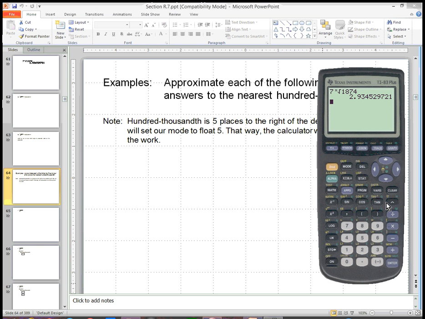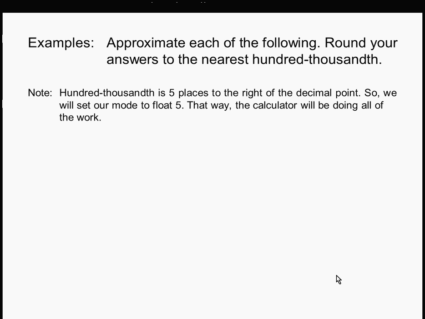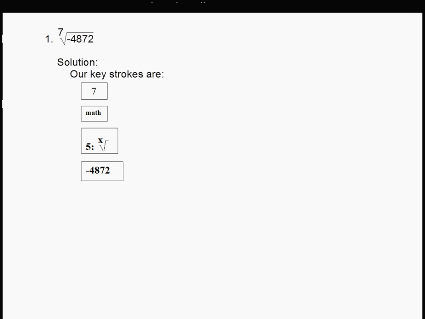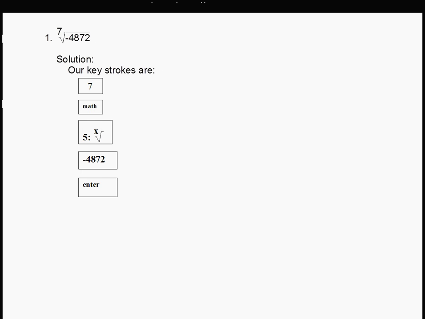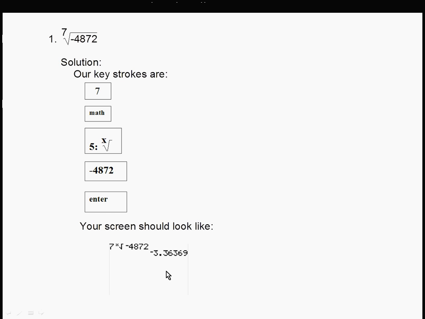So let me turn this back on. Clear that out. Mode. Scroll down to float. Scroll over to 5. Press enter. And now all my calculations will be done to 5 places. So our first one, the 7th root of negative 4872. So our keystrokes are going to be 7, first the index, then math, choice number 5, negative 4872, press enter. You get something that looks like this on your screen. So to 5 places, it's negative 3.36369.